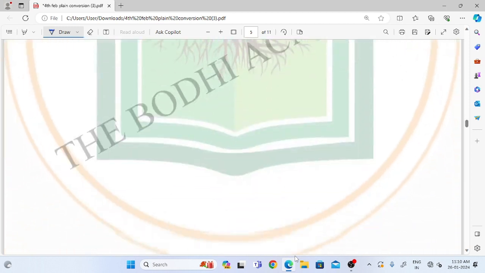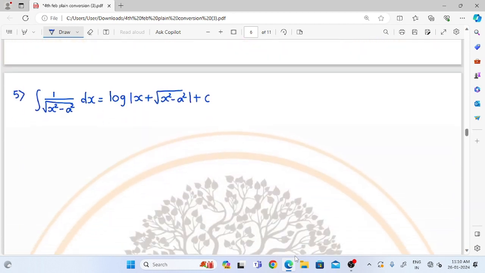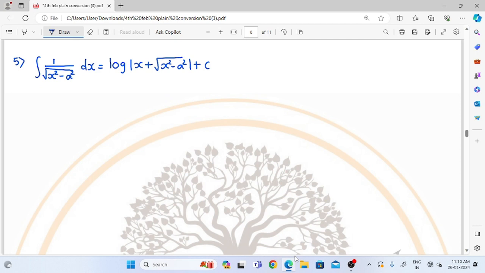Come to the next proof. So it is the similar type, the same thing, whatever we have done in the last proof, the same idea is there. What is the change here? Instead of plus, here we have minus sign. That is the change. So again we will start with the same thing. So LHS is equal to integration 1 upon square root of x square minus a square dx, inside the root.